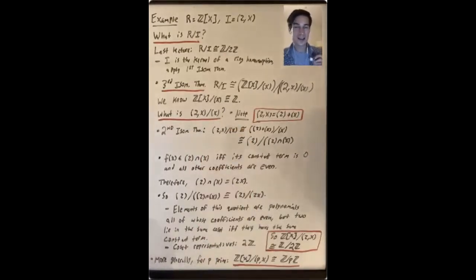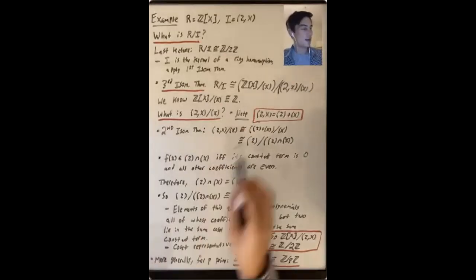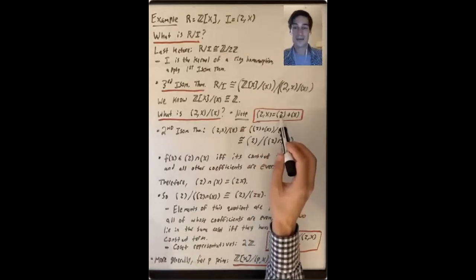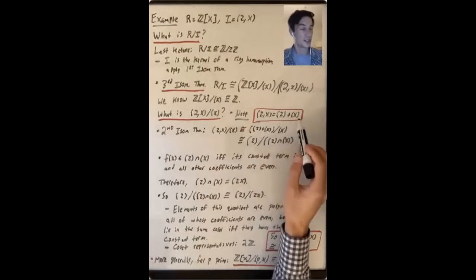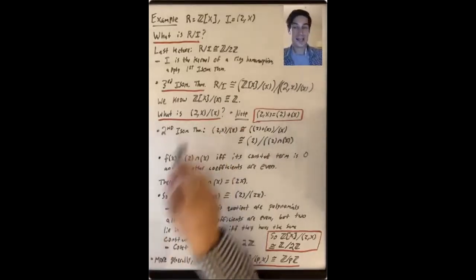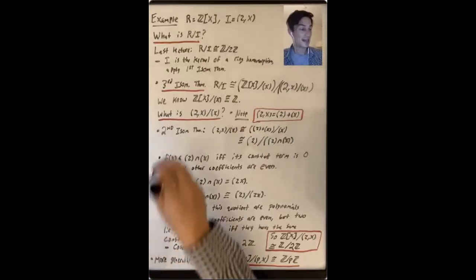And here it's going to be useful to switch a little bit from the notation of the ideal generated by 2 and x to the sum of the ideal generated by 2 and the ideal generated by x. We've already seen that these are the same thing. What's the point of doing that? Well, now this question is in a form where we can apply the second isomorphism theorem.